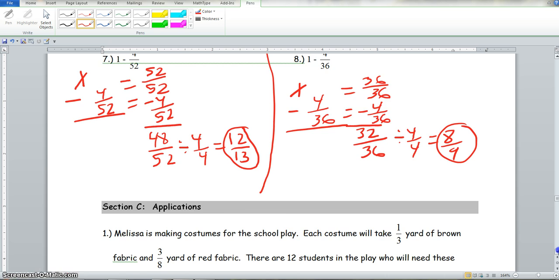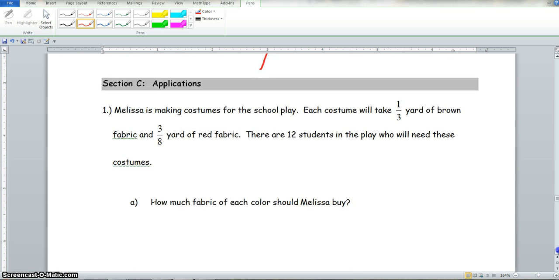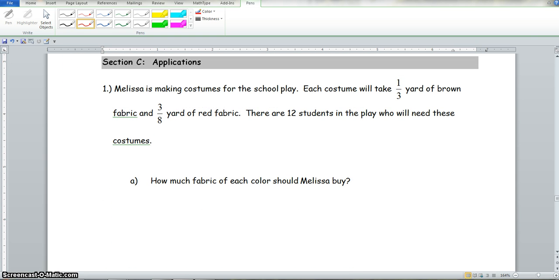Now, we scroll down here to section C, applications. It says Melissa is making costumes for the school play. Each costume would take 1/3 yard of brown fabric and 3/8 yard of red fabric. There are 12 students in the play who will need these costumes. How much fabric of each color should Melissa buy? So we need to separate this.